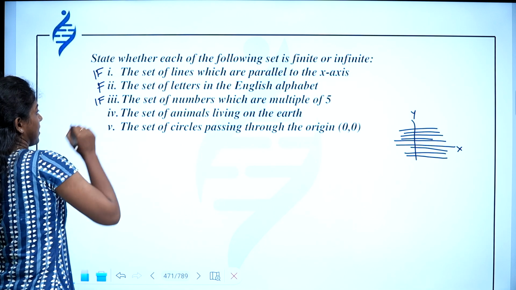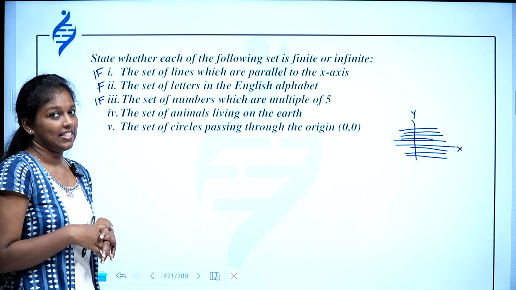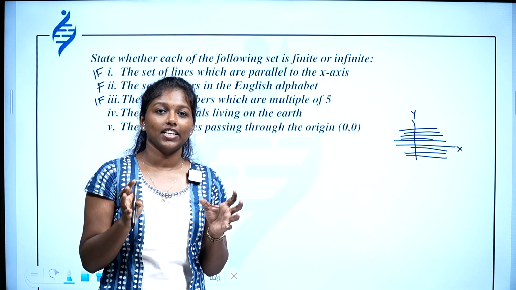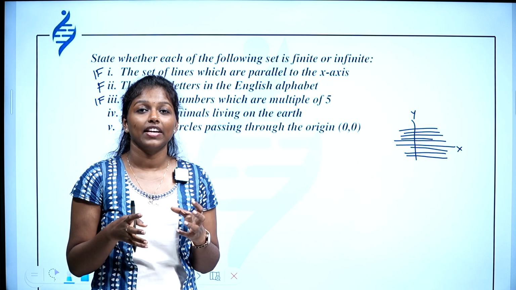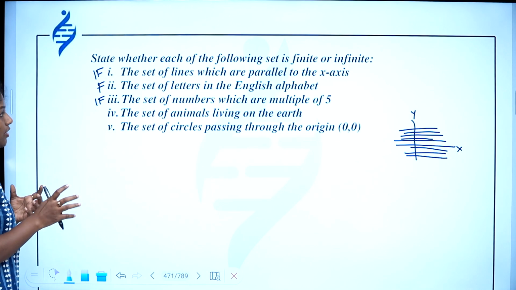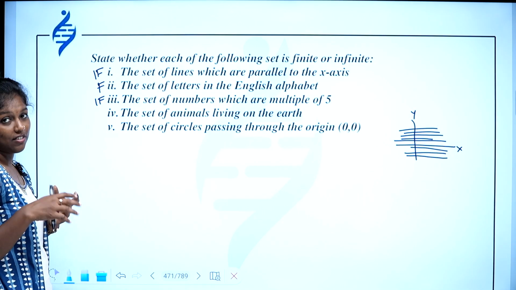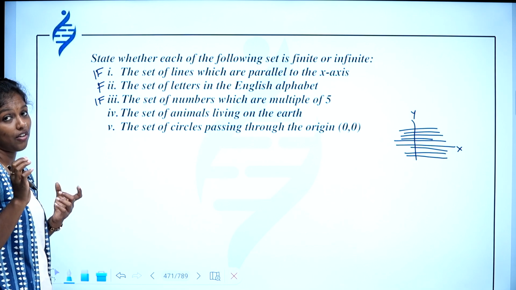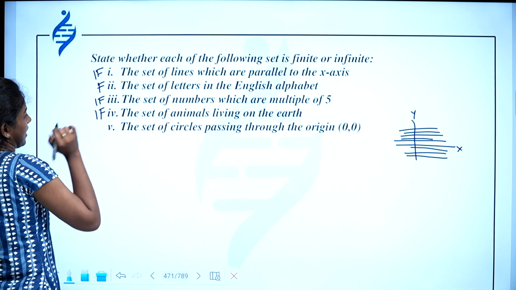So this is infinite. Then the set of animals living on the earth. See, is this set finite? Biologically there are many species or living organisms that we haven't found yet according to studies. So you cannot say the set of animals living on our earth is finite, because in the Amazon forest and elsewhere there are different species that have not been discovered yet. So we can say this is infinite.